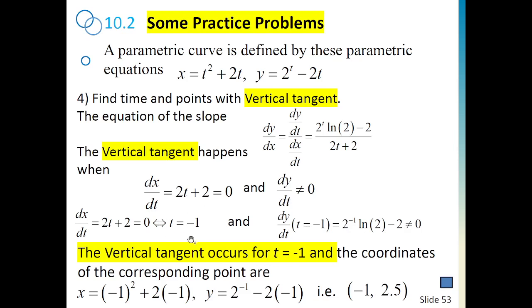What is the location? What are the coordinates of the point? Well, we take -1, plug it into the expression for x, and then into the expression for y, and we get the coordinates. So those are the coordinates, -1 and 2.5. At that point we have a vertical tangent. So you see the t corresponding to the point is -1, and this is the location on the curve that has a vertical tangent.